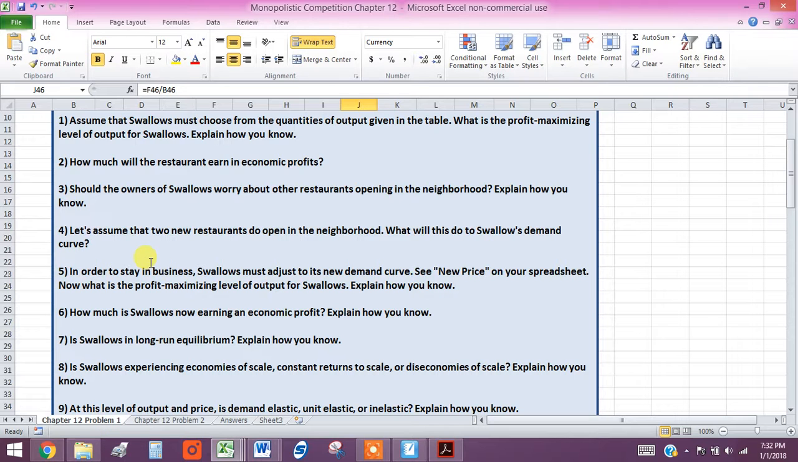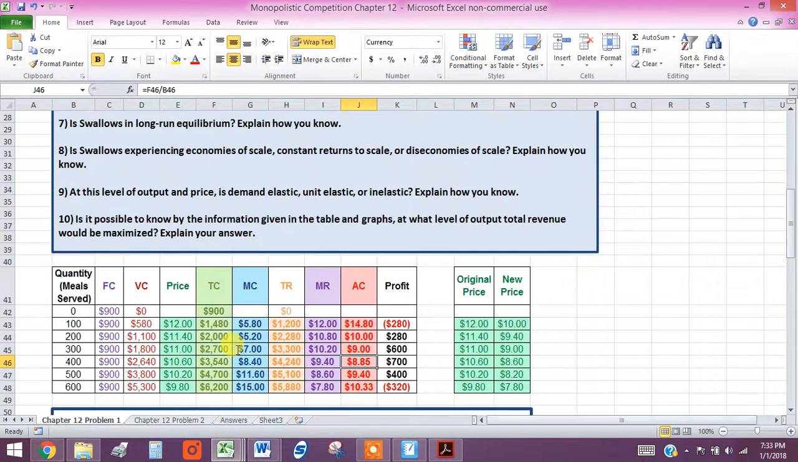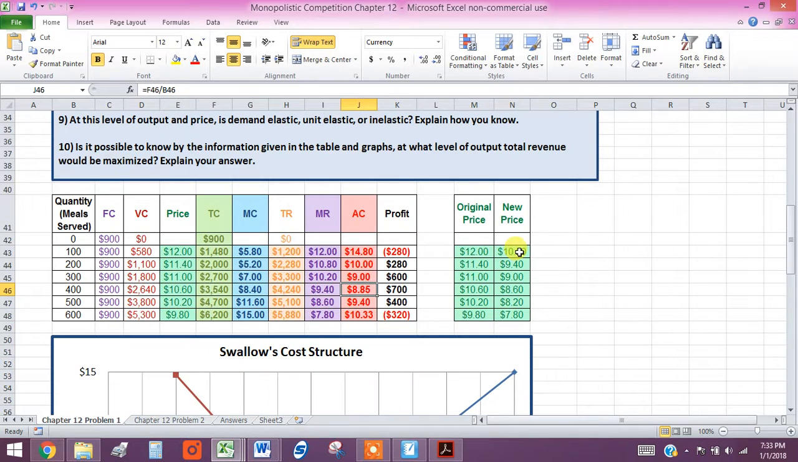Now question 5. In order to stay in business, Swallows must adjust to its new demand curve. See new price on your spreadsheet. Now, what is the profit maximizing level of output for Swallows, and explain how you know. Okay, so what we need to do is we need to come down and we need to copy the new price out, which you can see is lower. The price is lower because Swallows is having to drop its price in order to keep its business.